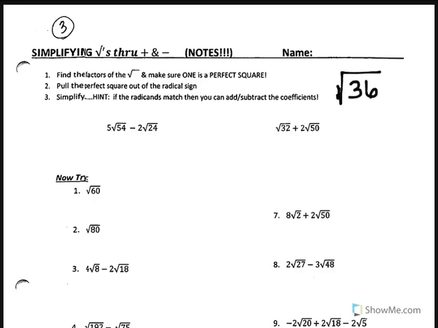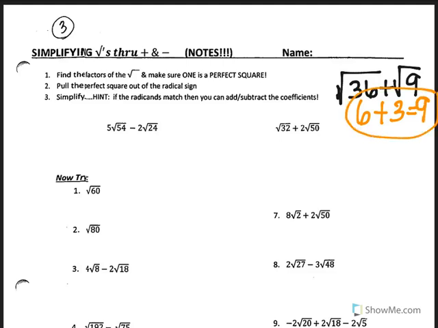If I have √36 plus √9, that's easy because those are perfect square roots, right? You can add those quite easily. What's the square root of 36? 6. What's the square root of 9? 3. So the answer would just be 6 plus 3 equals 9. So those are easy, okay? What we're going to get into is if they're hard, if they're not perfect square roots.